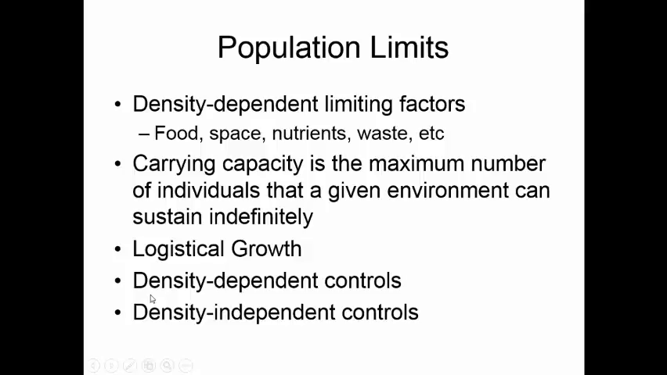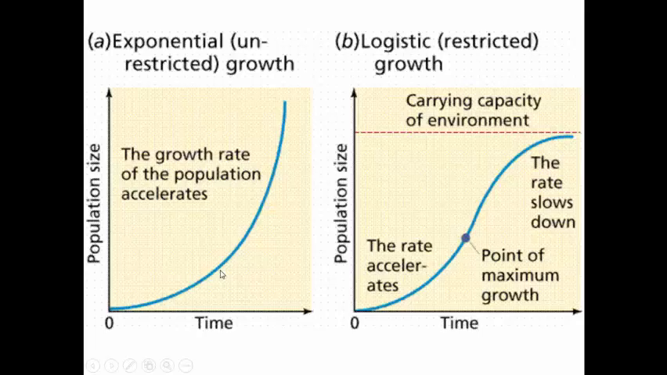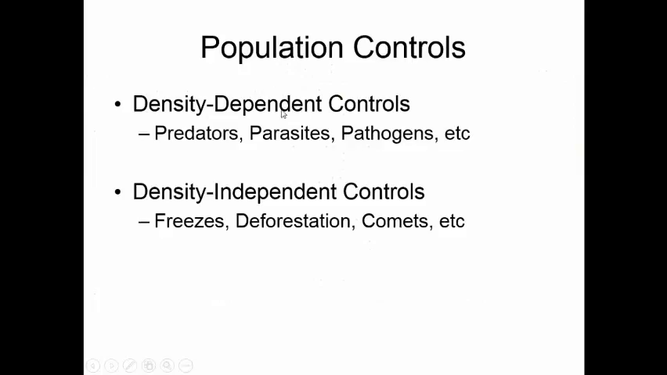And we have our density-independent and density-dependent controls. Right, so density-dependent controls are things that rely on that density. So these are things that hold that population back besides just that limiting factor. And these are things like predators, parasites, pathogens. All of these will impact the population of a group of organisms as their density increases. So as you get more organisms in an area, predators will find it easier to get food, and so that'll help keep the population down a little bit.